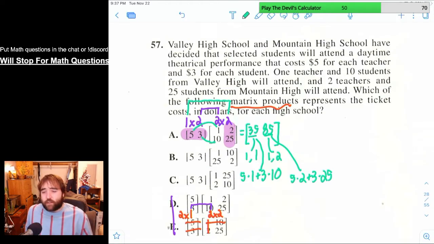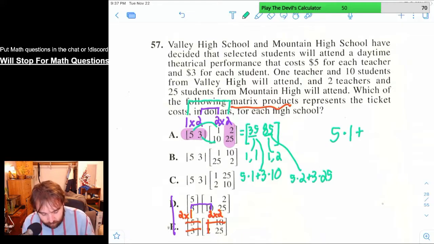So I would try to write out the equation that we actually want here and then see which matrix that corresponds to. So I would say it's $5 per teacher. So let's go with $5. And then we have 1 teacher from the one school. So we want 5 times 1. But then the other school has 2 teachers. So we want 5 times 2.